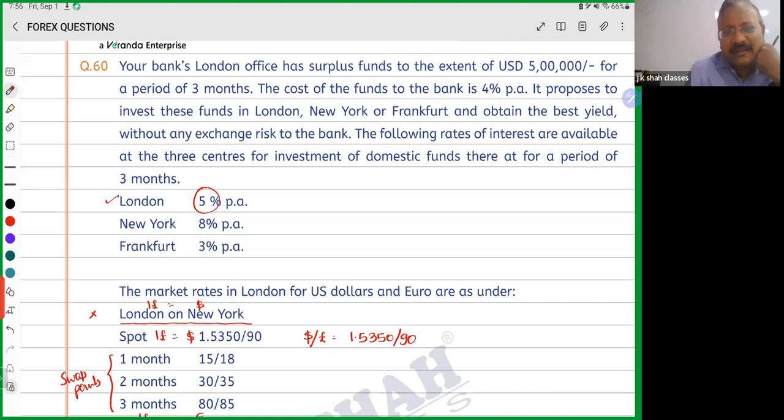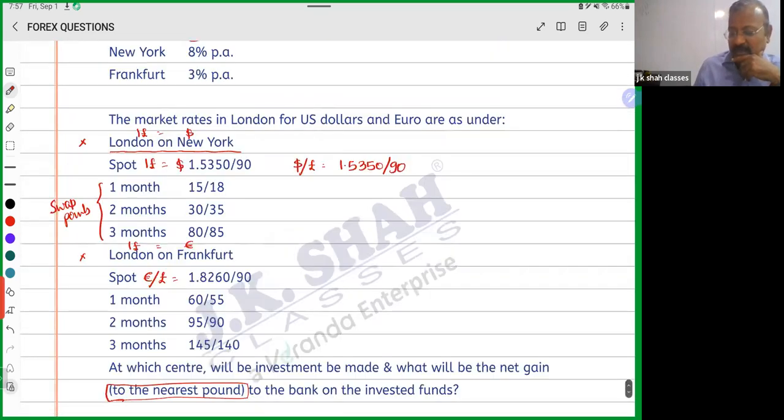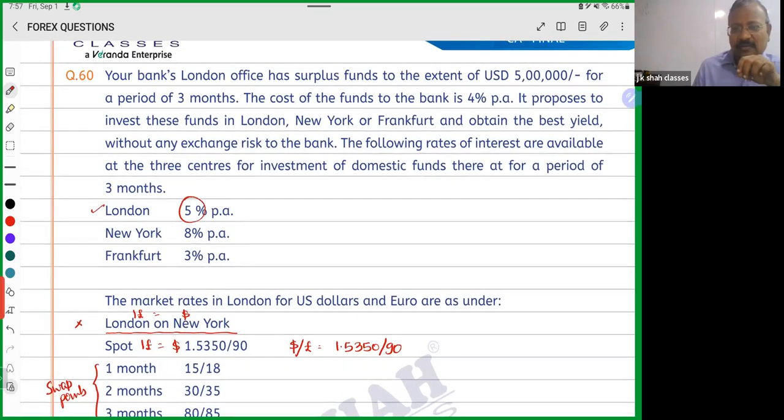Dollars? $7566. But I thought if you were investing in... Ruchita, what are we required to find out, please? At which center will the investment be made and what will be the net gain to the nearest pound? And you are investing the money in London. So you are converting the dollars into pounds.